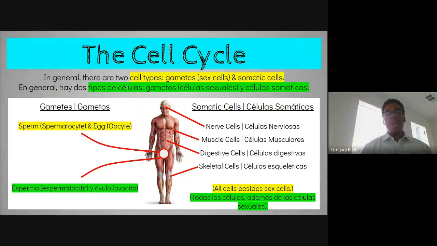There are also somatic cells, which are essentially everything else besides the sperm and the egg. So the prefix soma, S-O-M-A, means body. So we can think about somatic cells as being body cells, everything else besides sperm and egg, all the other cells in the body.